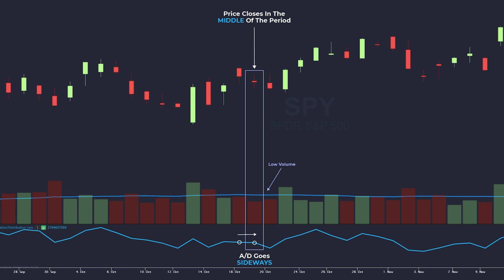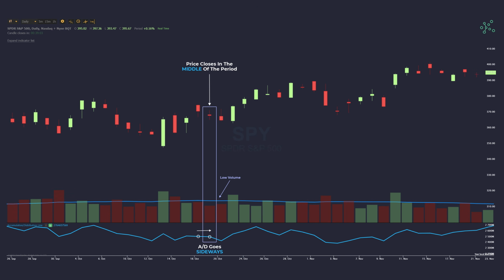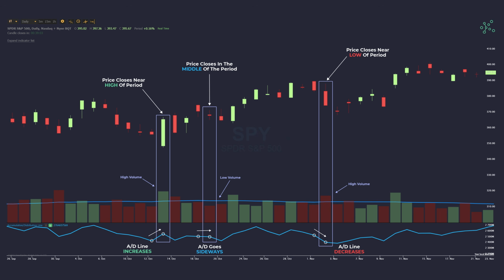In all of these instances, volume plays a key role. The more volume, the bigger the number that's added or subtracted, and the more the indicator will move, higher or lower. Now that we understand how the AD line indicator is influenced to move higher or lower or sideways, let's talk through why we would want to utilize it in the first place.